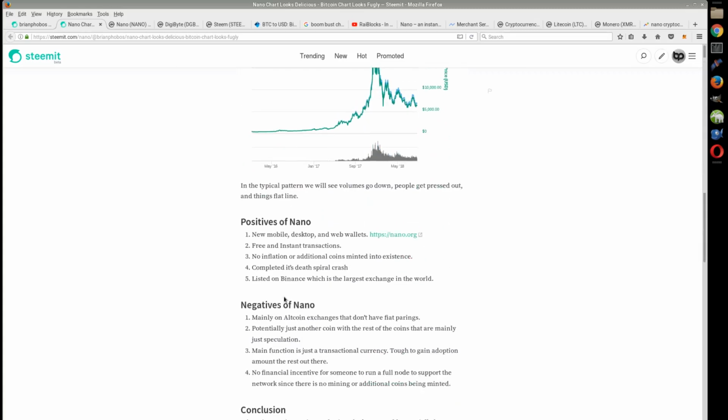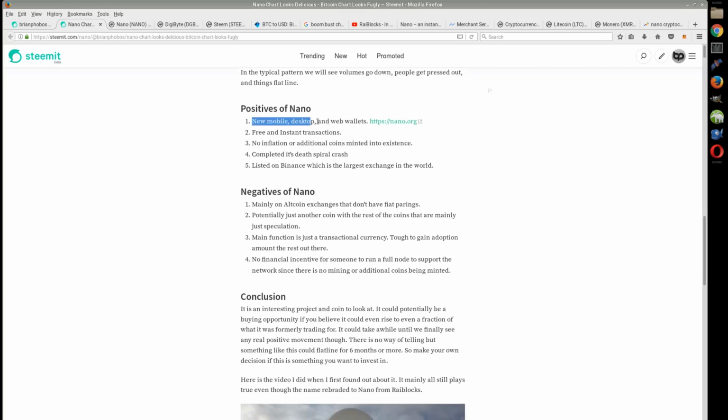So let's talk about some of the positives and negatives. Okay, so we have the new mobile, desktop, and web wallets. That's great. Free and instant transactions. There are other systems that offer that same thing, but they pay for it with inflation, like EOS and Steem. They offer free and instant transactions, but they're paying for that with the new coins that are minted. So it's got that inflationary model. With Nano, you don't have that inflation. You're actually doing a small amount of proof of work on your local device, which is very interesting. No inflation or additional coins minted into existence.